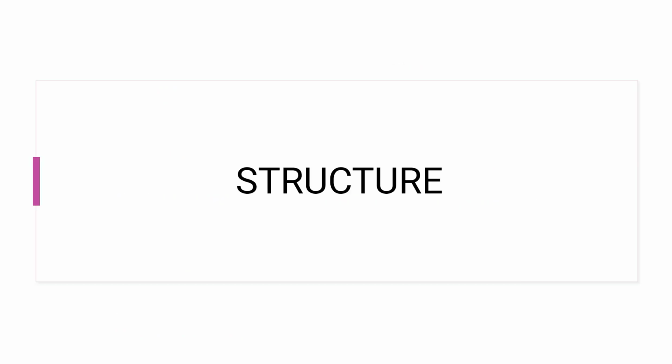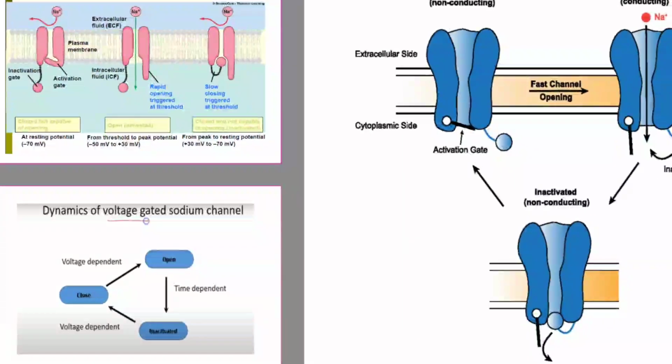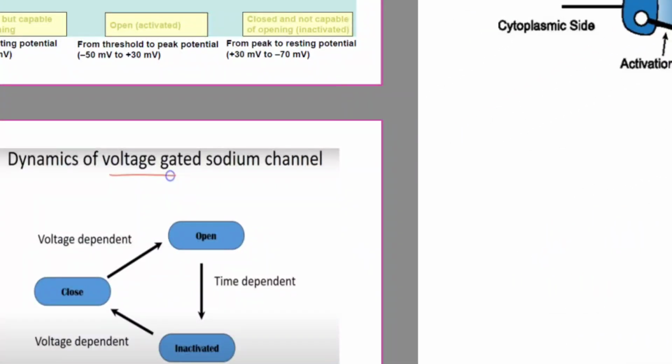Now look into the structure of the sodium channel. Before we look into the structure, we must know a few points. The voltage gated sodium channel usually exists in three forms: a closed form, an open form and an inactivated form. The closed form is when its activation gate is closed.